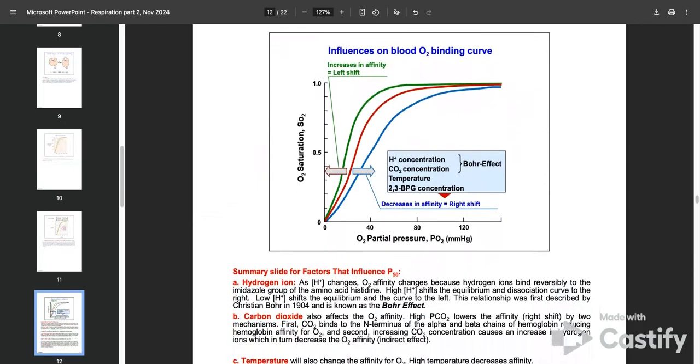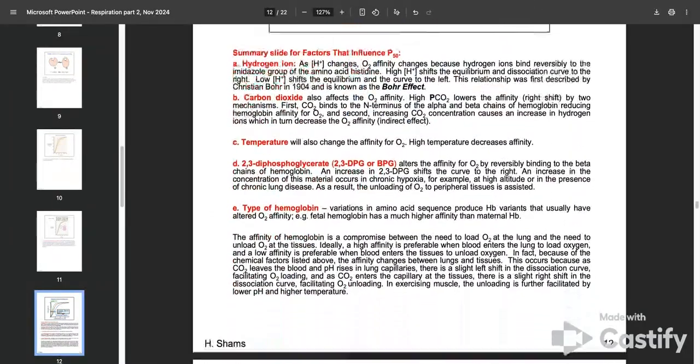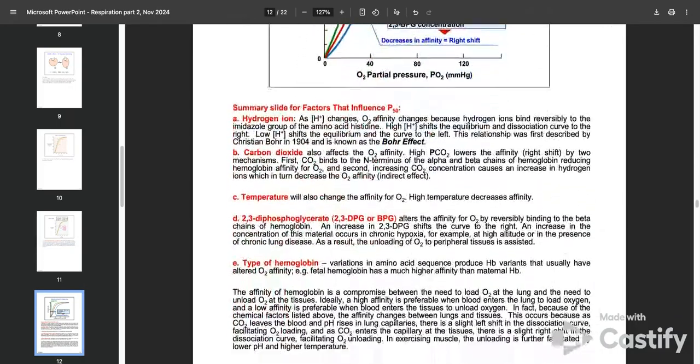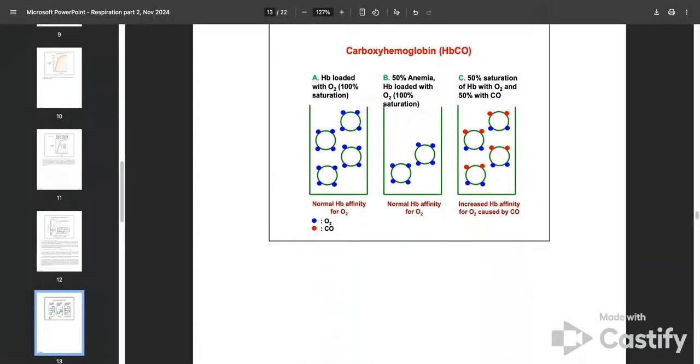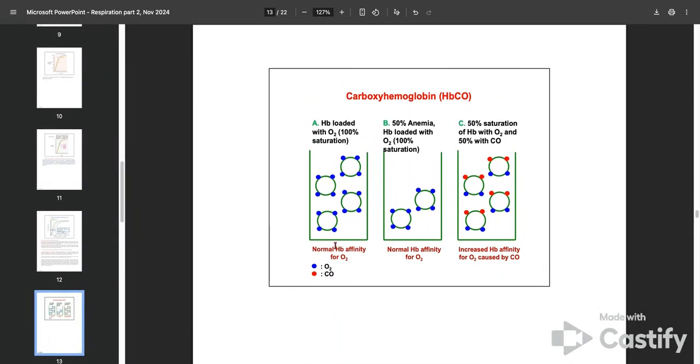Influences on blood oxygen binding curve. This is a summary of all that we just said. Okay, so this part is important. Carboxyhemoglobin. Hemoglobin loaded with oxygen, 100% saturation. This is normal, okay?